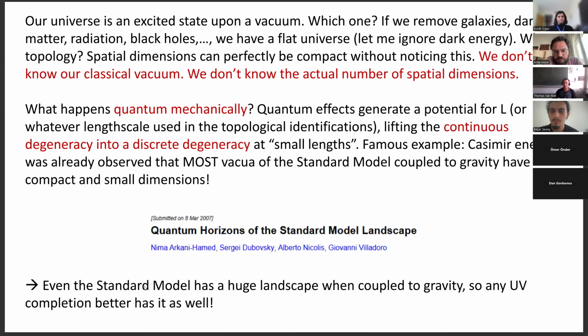And of course, our universe, nobody lives in a vacuum, because if we did, nothing would happen. All of what we observe is an excitation upon a vacuum, right? So if we remove galaxies, dark matter, radiation, black holes, we would say we have a flat universe if I'm ignoring dark energy. But you could say, well, I actually know in that case what vacuum we are in. And I'm also saying, no, we don't. I don't think we know that it's Minkowski space.